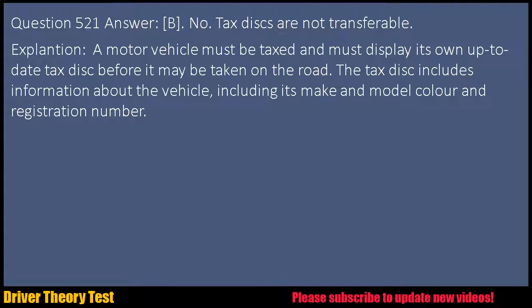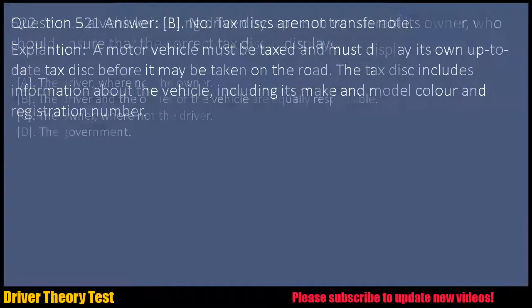A motor vehicle must be taxed and must display its own up-to-date tax disc before it may be taken on the road. The tax disc includes information about the vehicle, including its make and model, color and registration number.